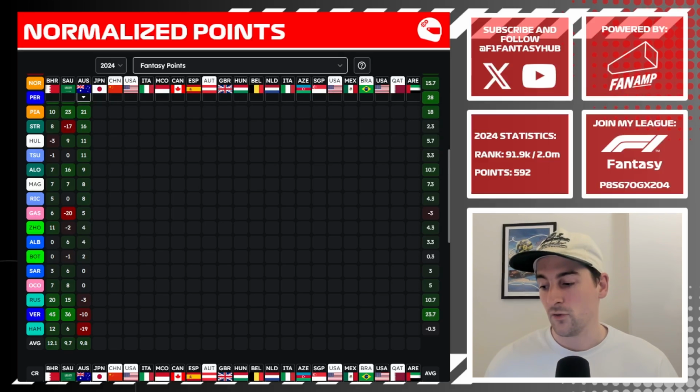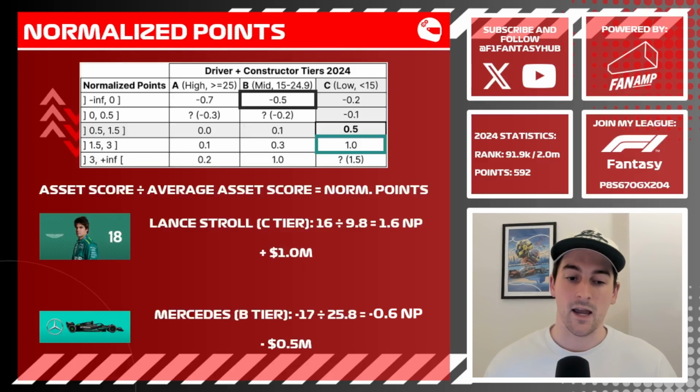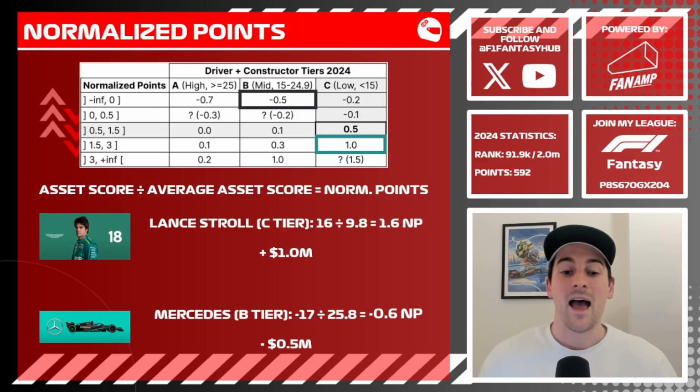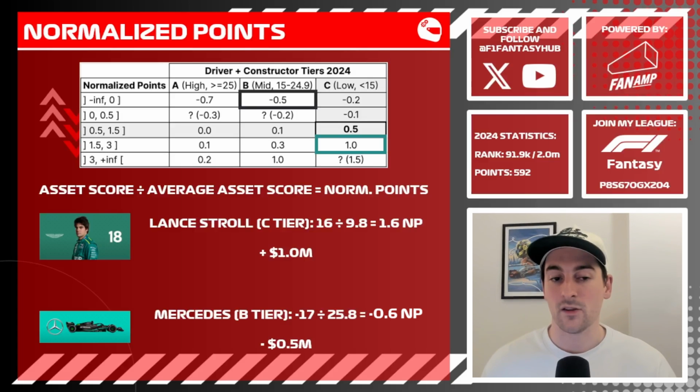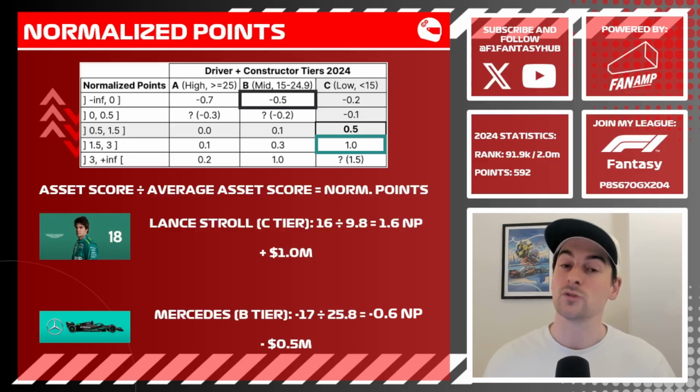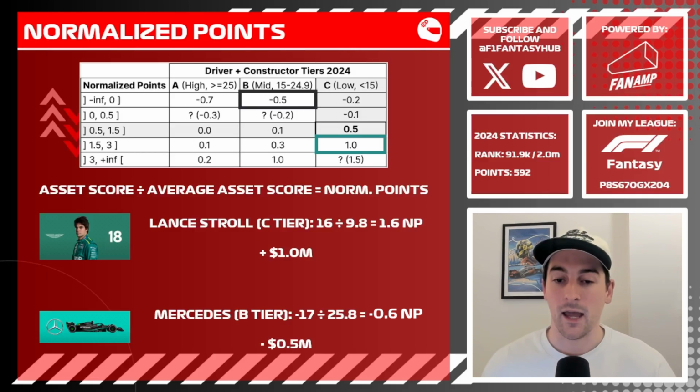So we come back to the screen here, and Lance Stroll, a C tier asset with 16 points, divide that by 9.8 for the average asset score, and that gives us 1.6 normalized points. Now, if we go over to the table, I've highlighted in Aston Martin green where that 1.6 sits within the normalized points range, what would be considered a good score for a C tier asset. And if you sit within that range as a C tier asset, you would receive a price increase of 1 million, which is what he received after the Australian Grand Prix.